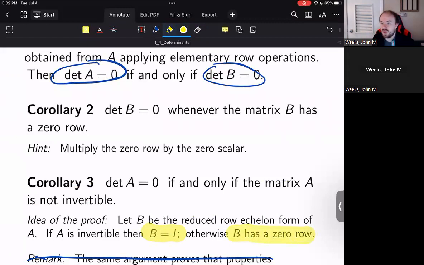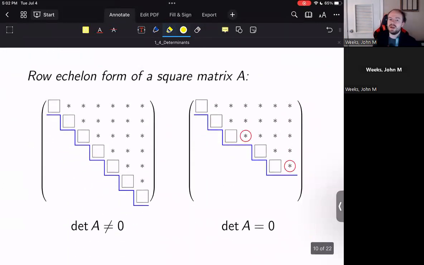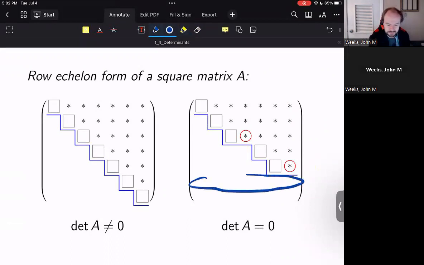B, if it's in reduced row echelon form, if it's ever not in the identity form, then it has a zero row, because this is how the row echelon forms for these square matrices work. Here, this is not reduced row echelon, this is just row echelon form. But you can see what we mean here when we say zero row, something like this.